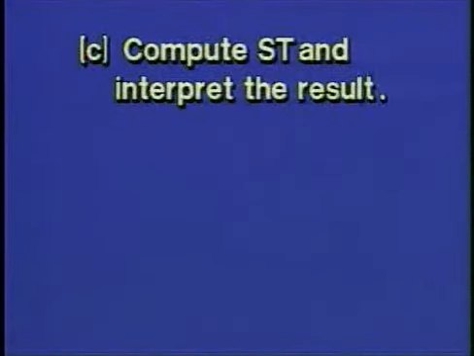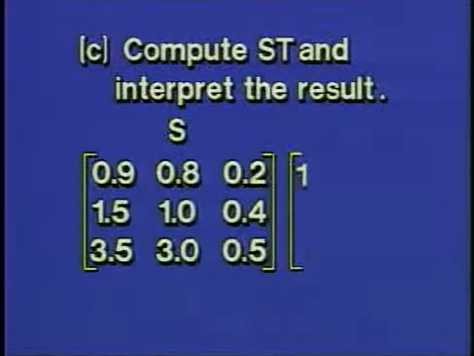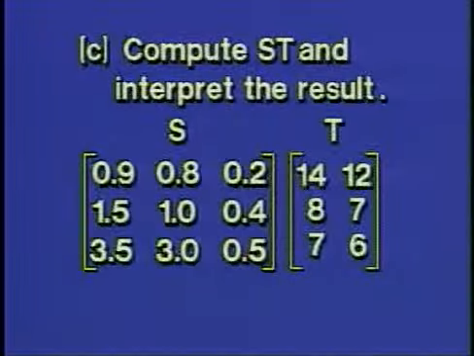Now we're ready to answer this question, the most important. Compute S times T. Now S and T represented our two matrices, and it says interpret the result. Well, here's what we do. We set them up like this. Here's S and here's T.